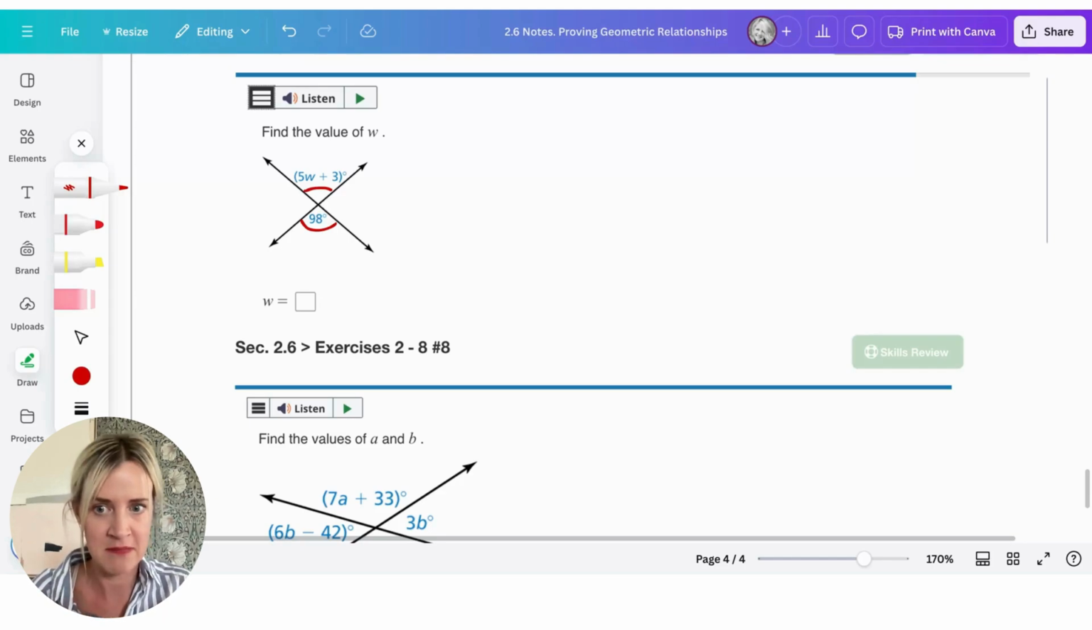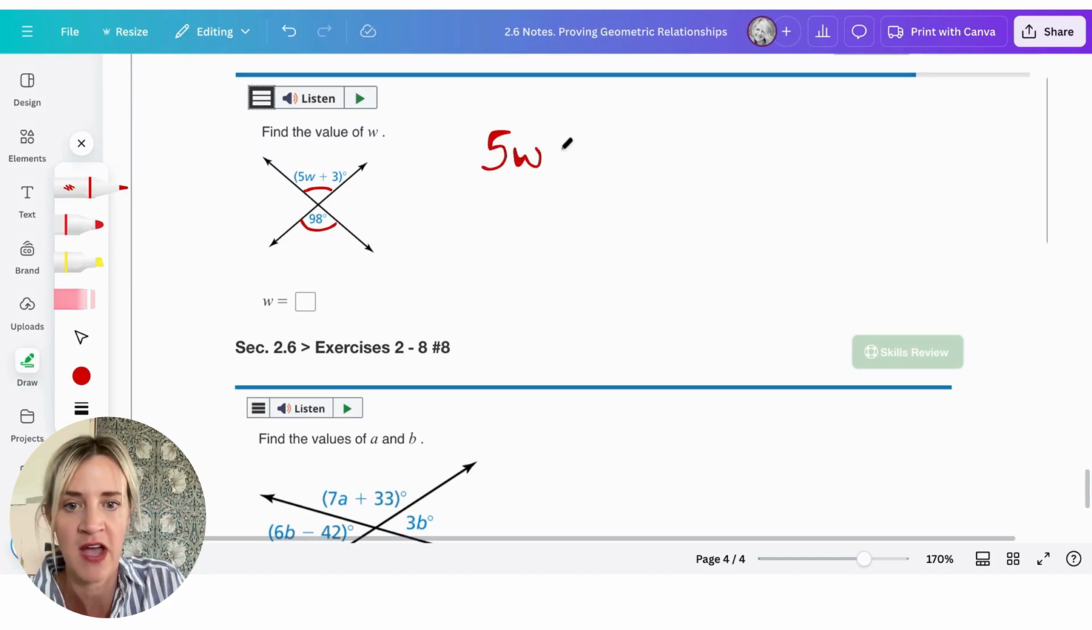Do we add them and set them equal to 180? Okay, that's true, right? No, wait, those are vertical angles. What is true about vertical angles? Vertical angles are congruent. They're the same. They're equal. So these 2 angles should be equal to each other. So we'll set up an equation so they're equal. 5W plus 3 equals 98, and we're going to solve it. So subtract 3 from both sides.